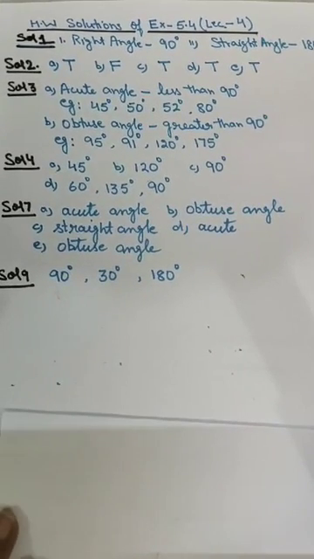Second question, that is true false. The measure of an acute angle is less than 90 degrees. That is true. The measure of an obtuse angle is less than 90 degrees. False. An obtuse angle is always greater than 90 degrees. The measure of a reflex angle is greater than 180 degrees. That is true. The measure of one complete revolution is 360 degrees.